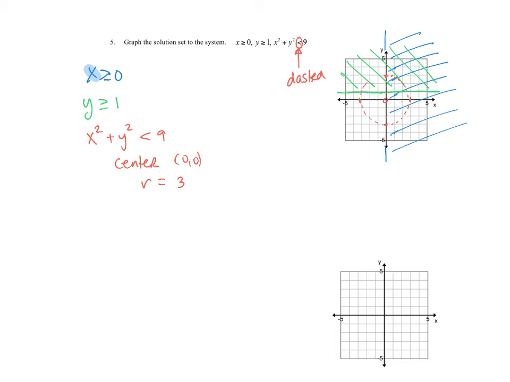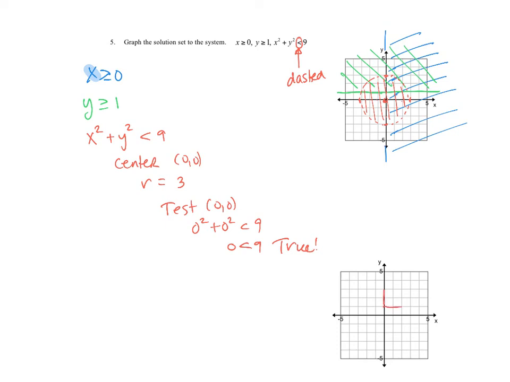And now I'm going to do a test point here, and I'm going to just go ahead and test the origin. So we've got 0 squared plus 0 squared, is that less than 9? Which it is. So I get to shade the origin and everything inside the circle. All right, so that's kind of messy, and let's look at where we've got triple shade in this case. That would be all of the points that make all three of those inequalities true at the same time.